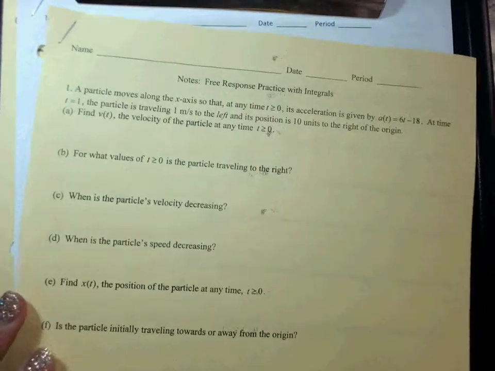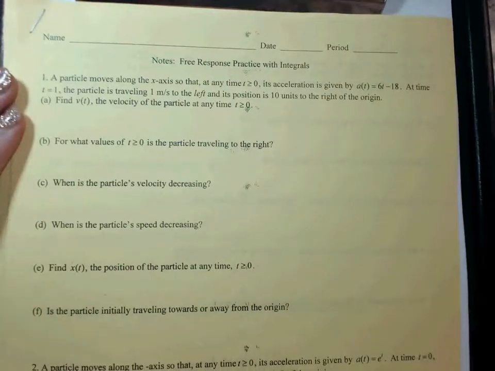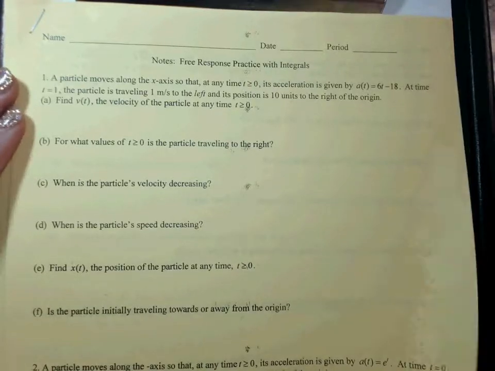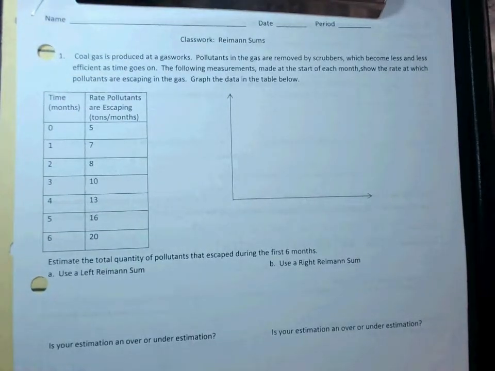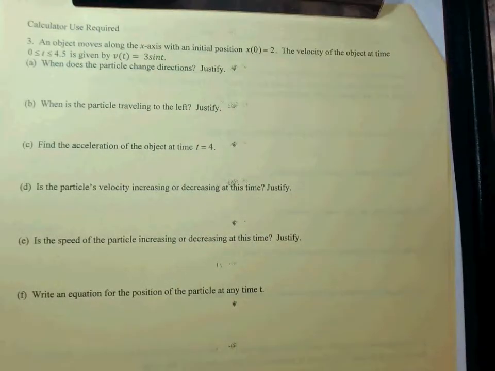So, ready? Yep. Alright, so you're on your notes from like a week ago. Okay, and we skipped the page right here that says calculator use required. So we're going to do that one because we skipped it and we got to go back and do it. So, it should look like this. Does anybody need it? And I'll get it for you. Anybody absent this day? No?